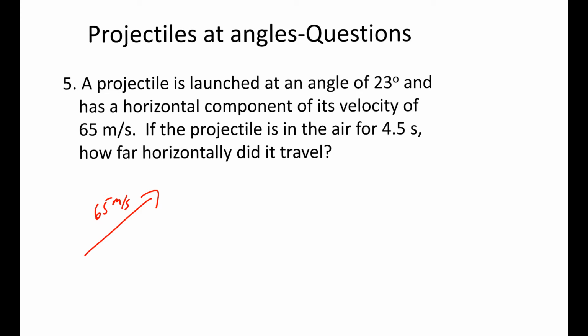65 meters per second. And we've got 23 degrees. Oh, that's pretty easy then. 65 meters per second on the bottom. So how far horizontally does it travel? We don't need to use the 23 at all. It goes 292.5 meters horizontally because it's moving at 65 meters per second for 4.5 seconds. So 4.5 times 65 is 292.5.